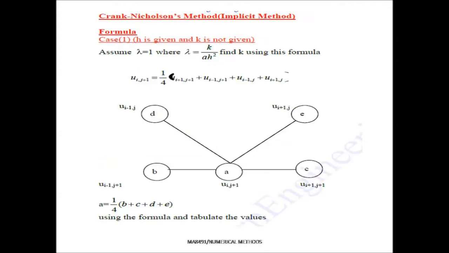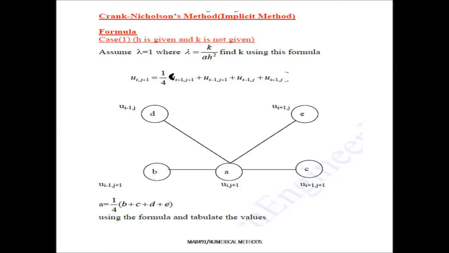Now the Crank-Nicolson method, also known as the implicit method. Similar to our Bennett-Smith method, here also we have two cases. Case 1 is when h is given and k is not given. If this is the case, we use our first type of formula, where we assume lambda equal to 1, where lambda equals k by a into h square. You will find k using the formula u i comma j plus 1, which is nothing but 1 by 4 into the average of 4 terms, as explained in the diagram below.